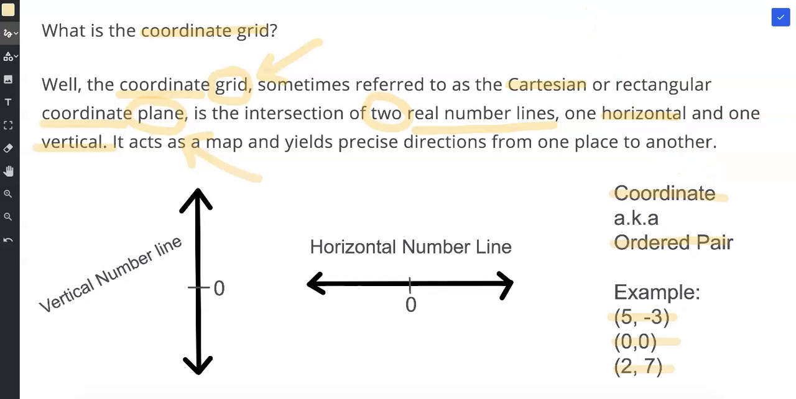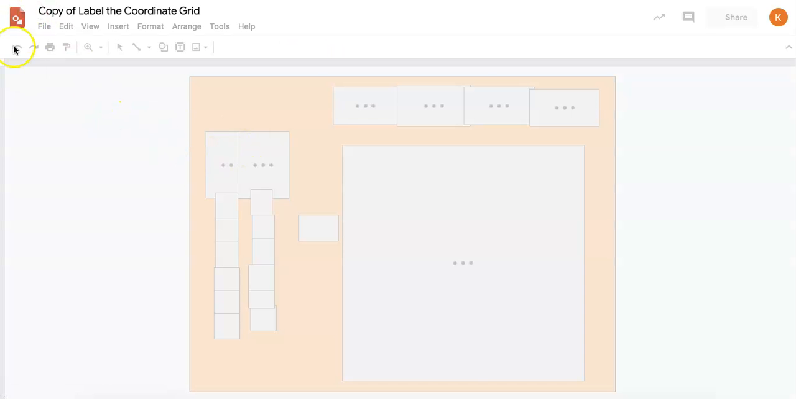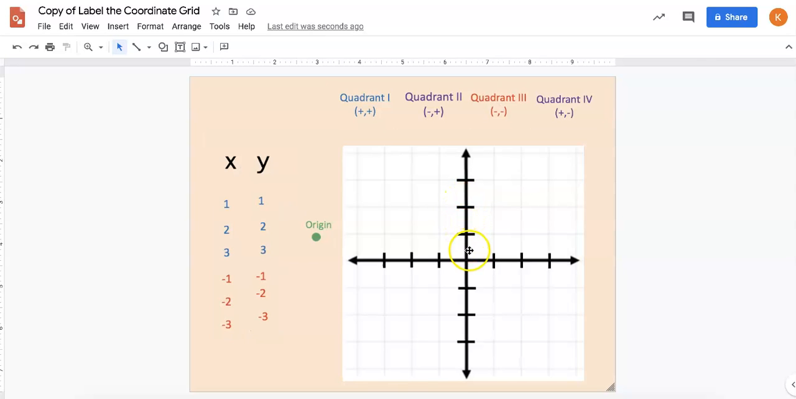So now I'm going to go ahead and complete the activity that you're going to complete in a second and teach you about the coordinate grid system. So I'm going to make a copy. And sorry guys, it's thinking for a second. Now here is our coordinate grid.